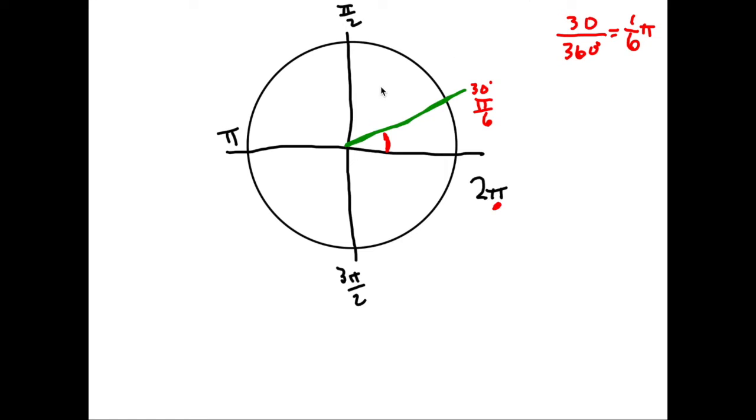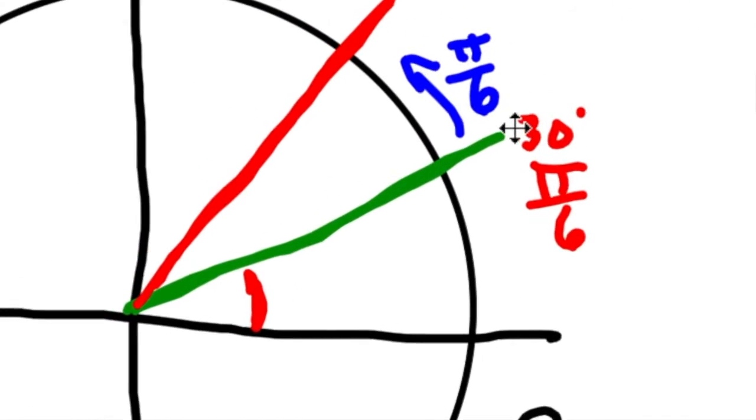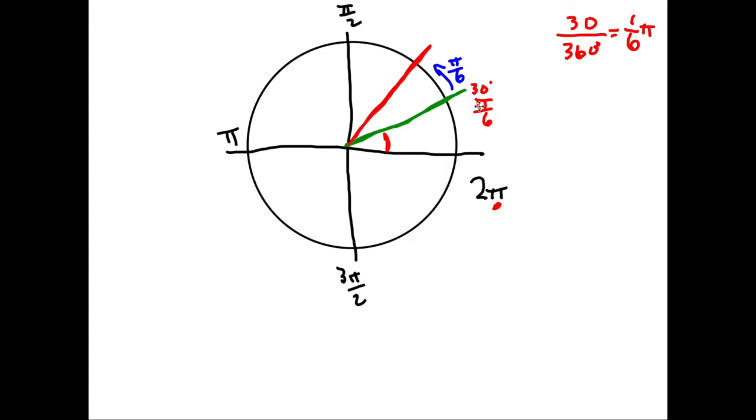Okay, now let's keep going. Let's say I want to add another 30 degrees. I'll go ahead and add another 30 degrees here like this. Another pi over 6. So then how many pi's over 6 do I have? It's 2. I have 2 pi's over 6, so it's 2 pi over 6. What that means is that this reduces to pi over 3. So that represents 60 degrees.